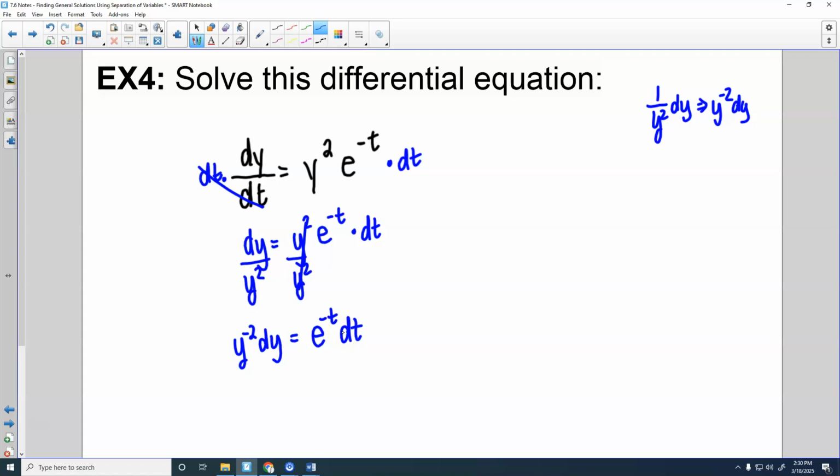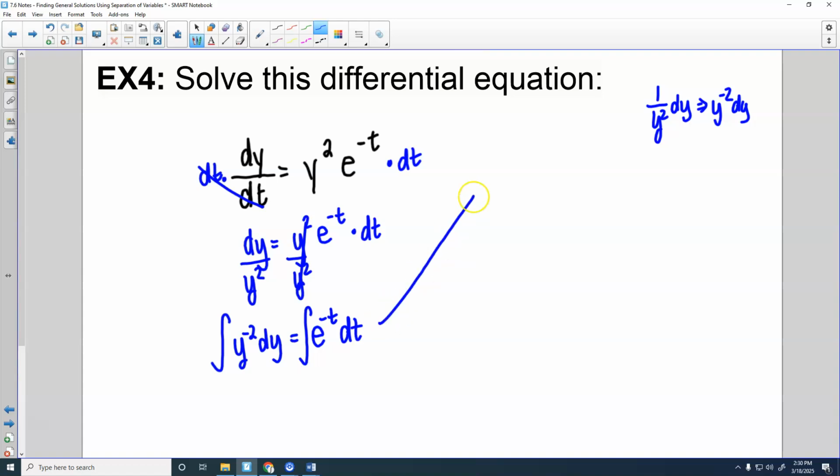So do I have these separated? All y's on one side, all t's on the other. We're good. Both have a dy and a dt. If you don't have those, you're going to be in trouble. They have to be on that side with it. So now you can integrate both sides.